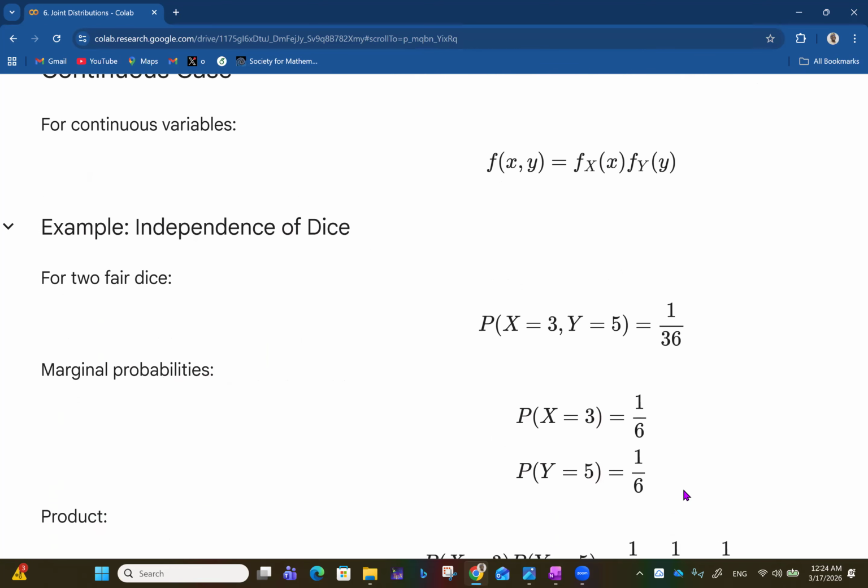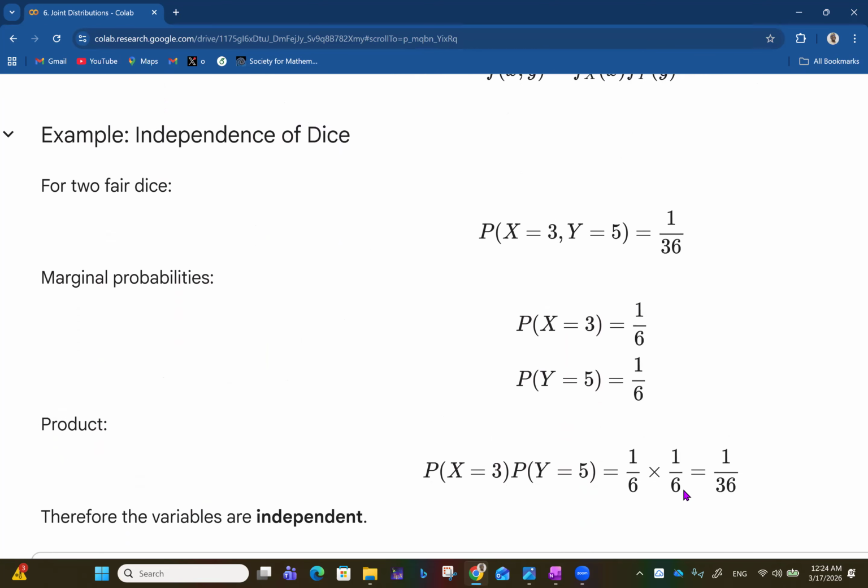An example is independence of dice. For two fair dice, the probability that X is equal to 3 and Y is equal to 5 is equal to 1 over 36. This is because the probability that X is 3 is 1 over 6, and the probability that Y is equal to 5 is 1 over 6 also.